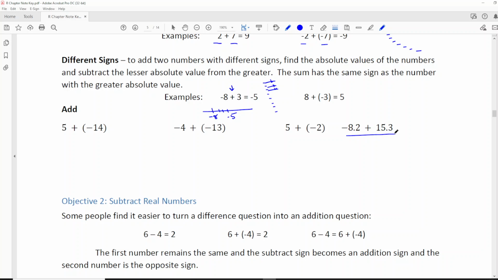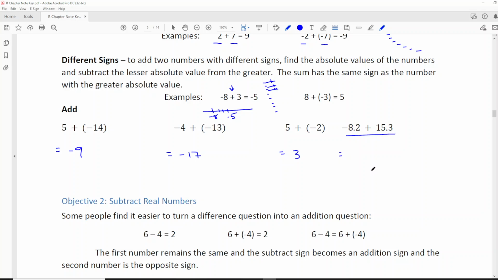So I'm hoping you're pausing the video and then unpause when you get back, and I'll give you the right answers. So for this one, we've got 5 and I'm adding -14, so my answer is going to be -9. For this one, they're both negative, so I'm going to add them together and get -17. For this one, I have 5 and a -2. I add them together, I get +3.